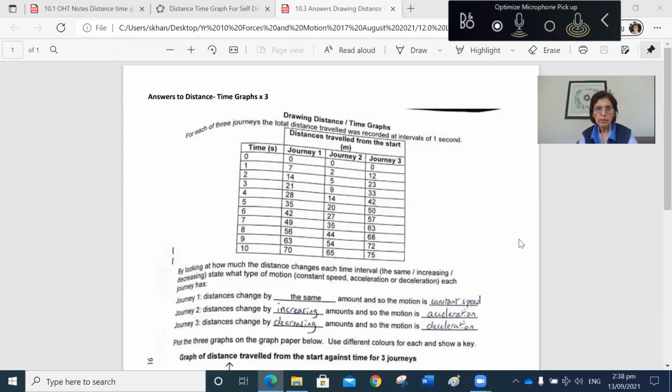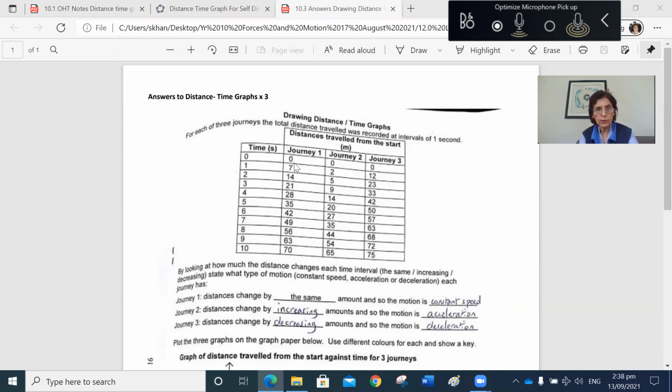Hi, Gus. Today's lesson is about distance time graphs. If you look at this result table, it shows the journey of a car at 3 different times.